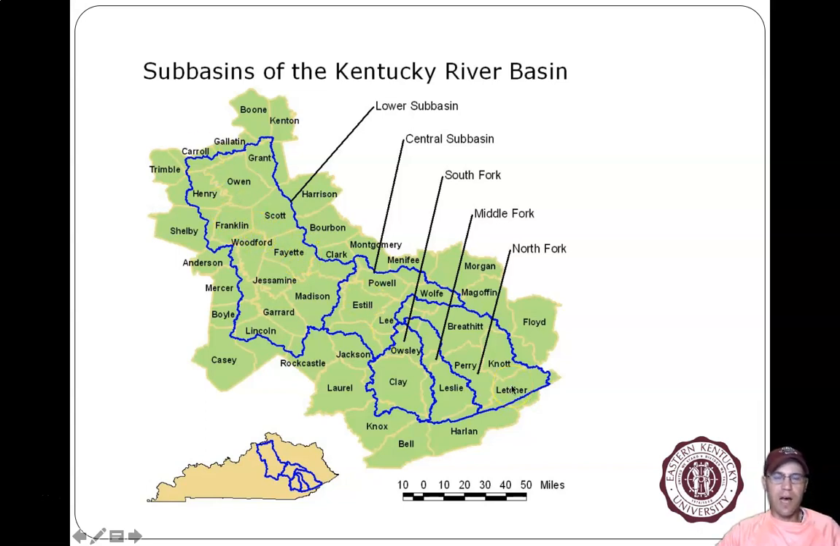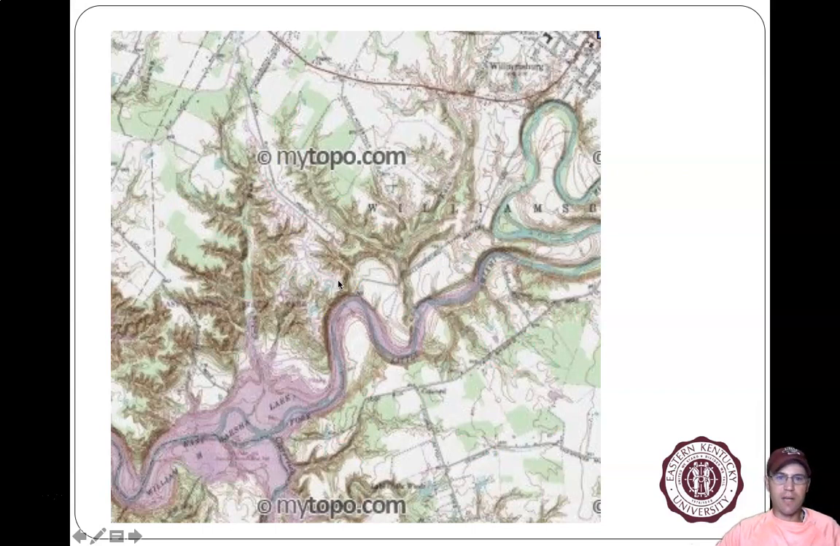So there's a lot of sub-basins within it. You have South Fork Kentucky, Middle Fork, North Fork, Red River. So there's a variety of sub-basins. In the east, watersheds tend to have a dendritic pattern. Dendritic comes from the word dendro, like tree. They have these tree shapes.